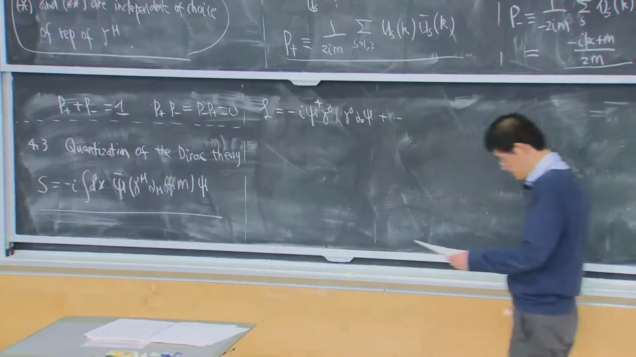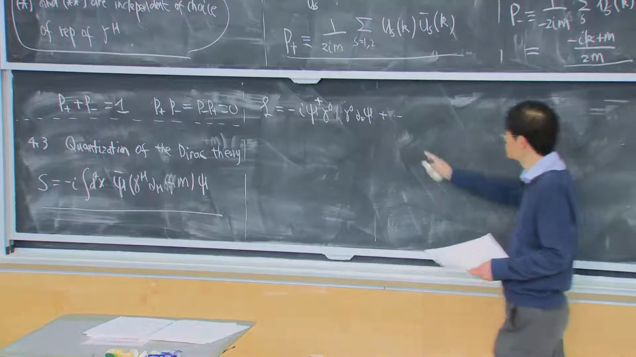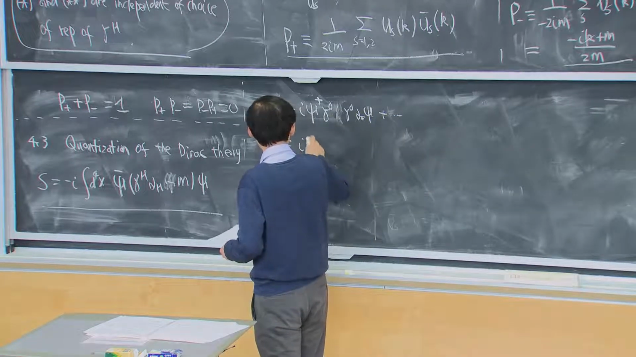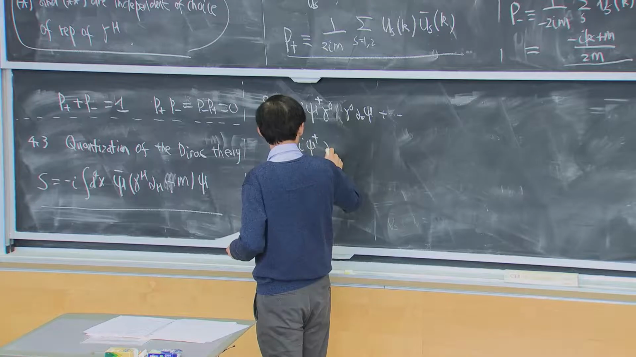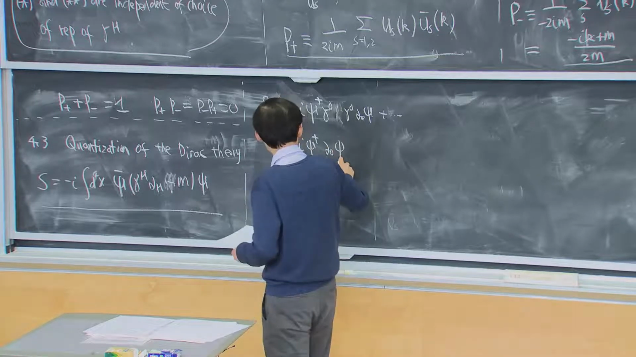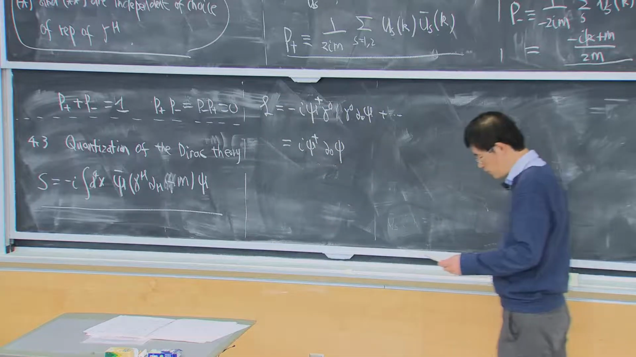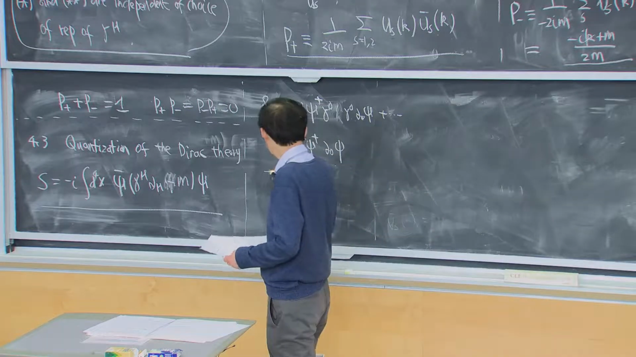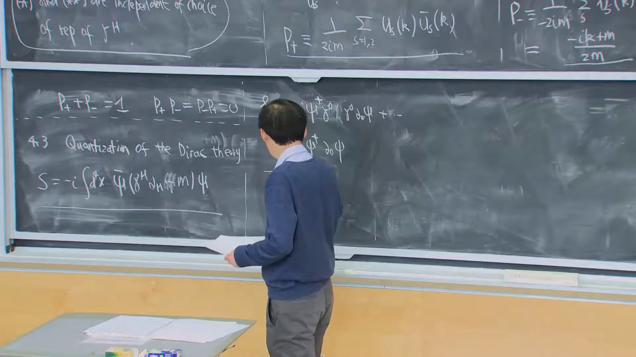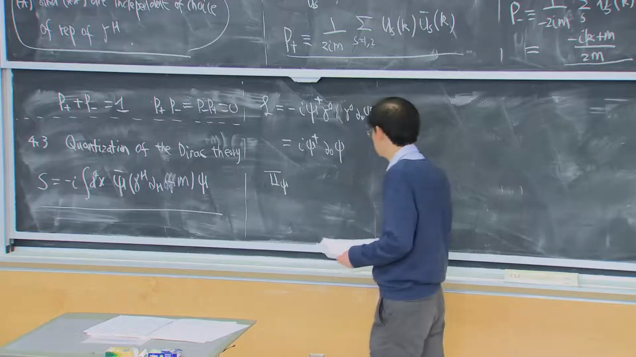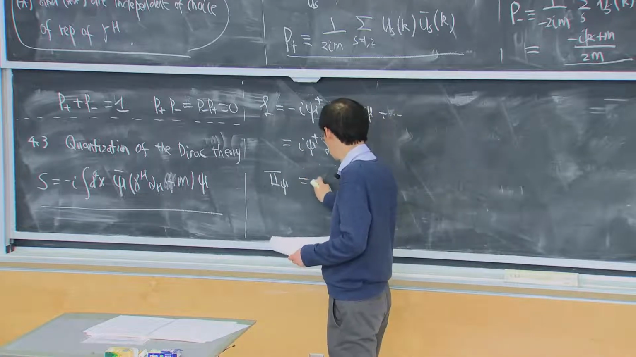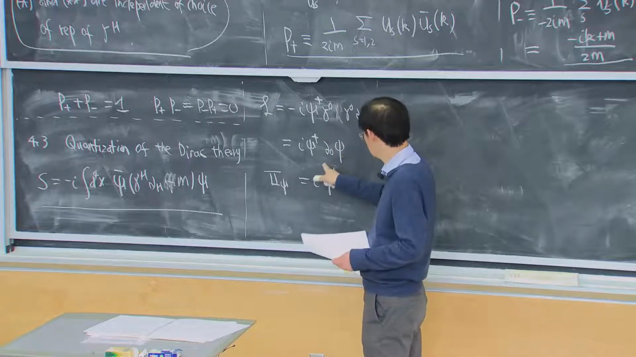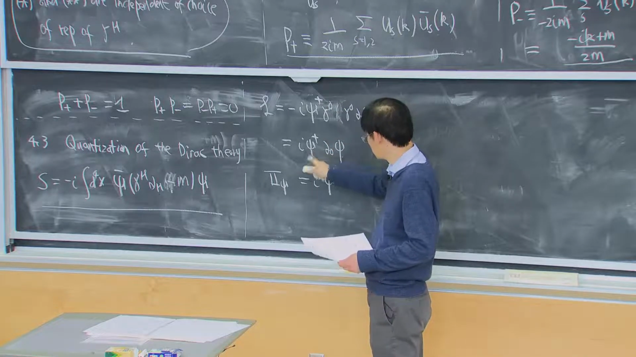Gamma 0 squared equals minus 1. So this is just i psi dagger partial 0 psi. Now we can immediately find that the conjugate momentum for psi is given by i psi dagger, because if you take the derivative with respect to partial 0 psi, you just get i psi dagger.